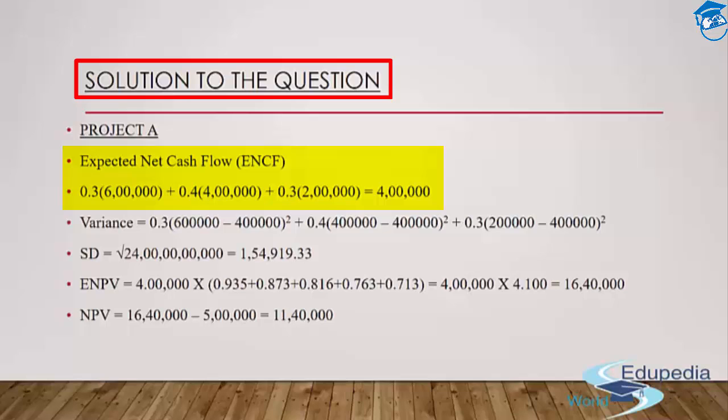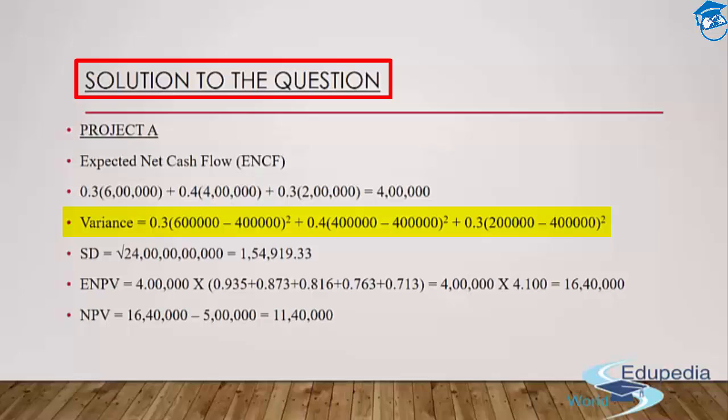Coming to the variance of project A, this will be simple. All we need to do is focus on the risk part. So what is the concept of variance? Basically, that's all about the riskiness. So I'll take out the variance in order to judge whether this particular investment is riskier than project B or not.